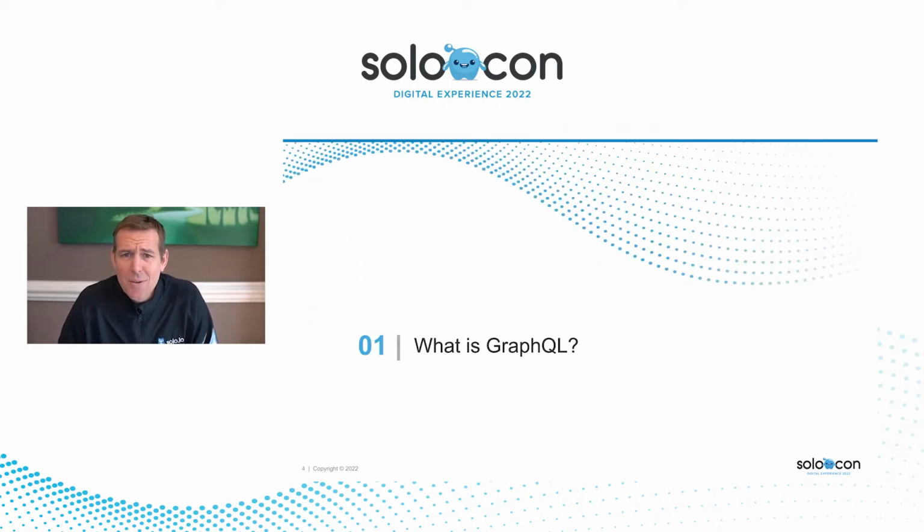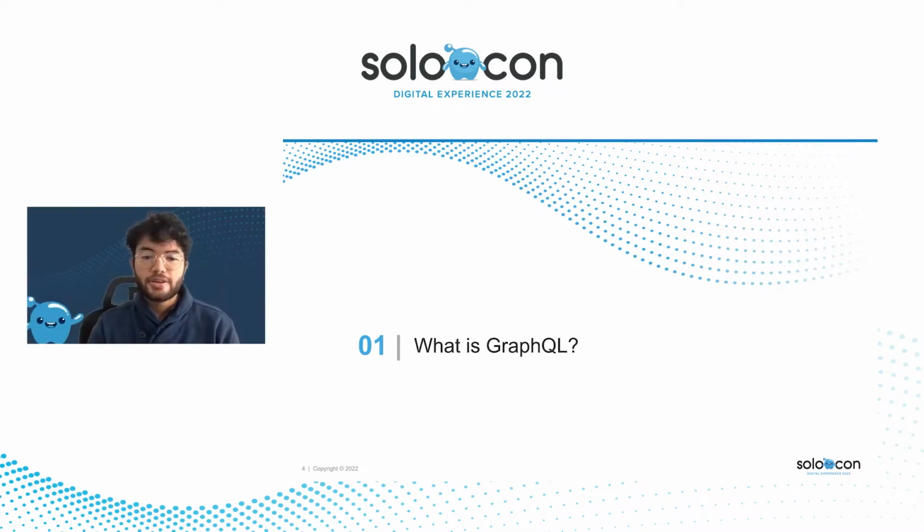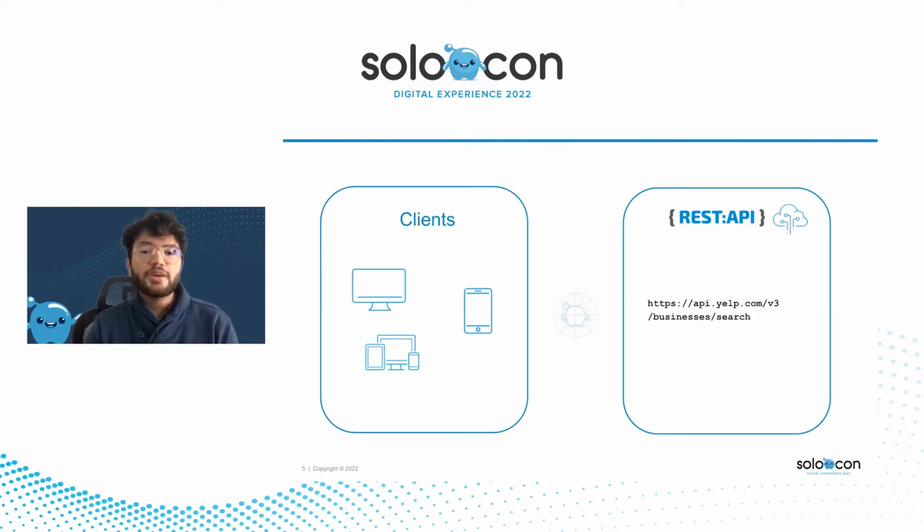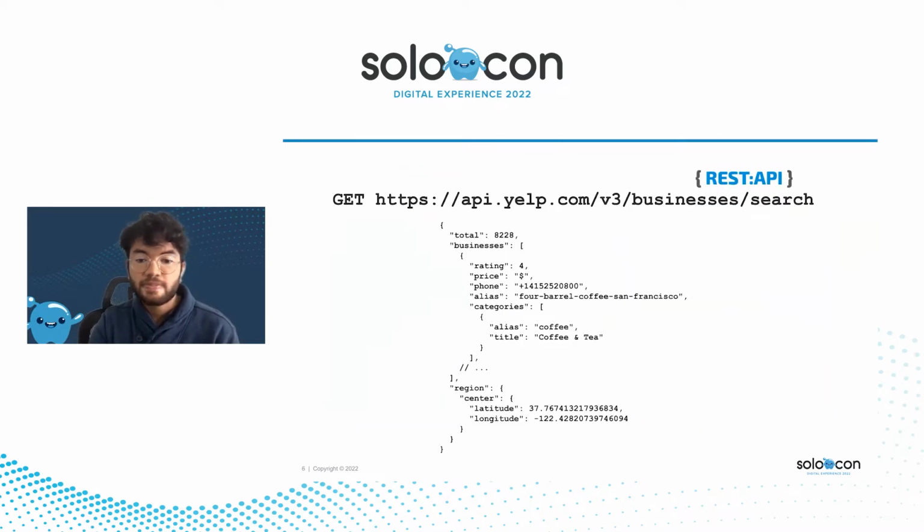Sai, what is GraphQL? Thanks, Keith. Most simply put, GraphQL is an API protocol. We can compare GraphQL to the REST API protocol that many of us are familiar with. In REST, we make a request for a specific resource's state. In this case, we are searching for a list of business resources from the Yelp REST API. The server responds back to us via HTTP response in a response that looks something like this, a giant JSON blob.